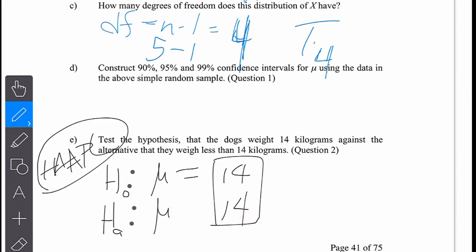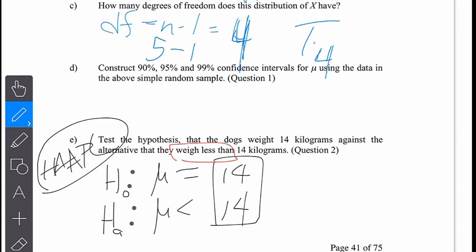And now I want to know, do we have evidence against it being 14? In fact, do we have evidence that it's larger than 14? Oh, sorry, less, way less. Less, not larger, less. So that's a less than sign.